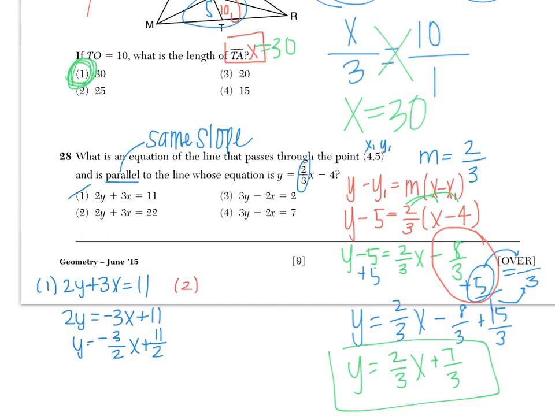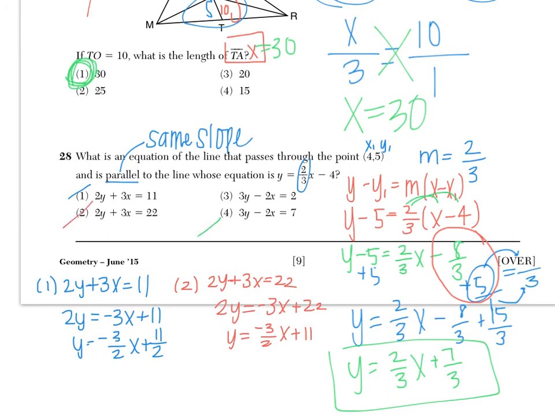Choice 2, 2y plus 3x equals 22. Subtract 3x again, so we get 2y equals negative 3x plus 22. Divide by 2, y equals negative 3 over 2x plus 11. Gone. Not the same.